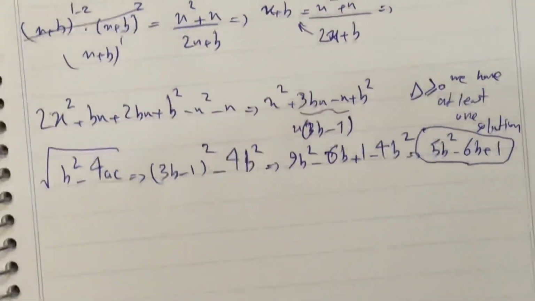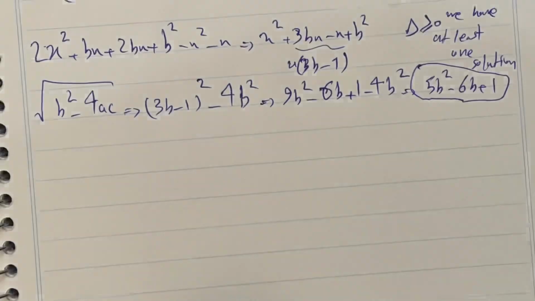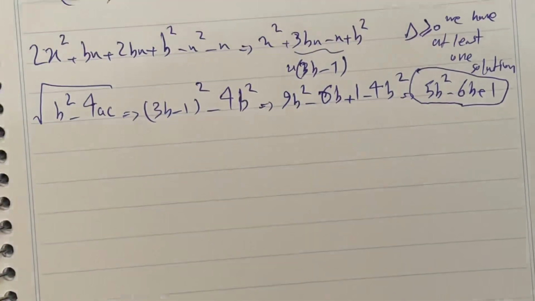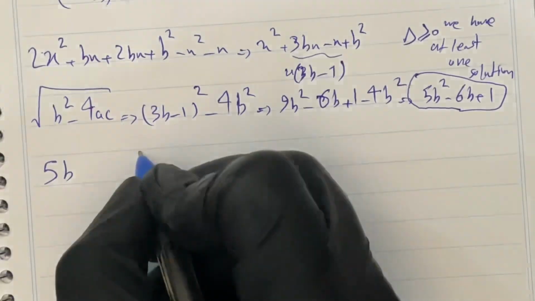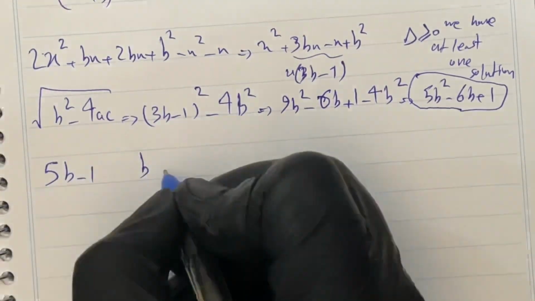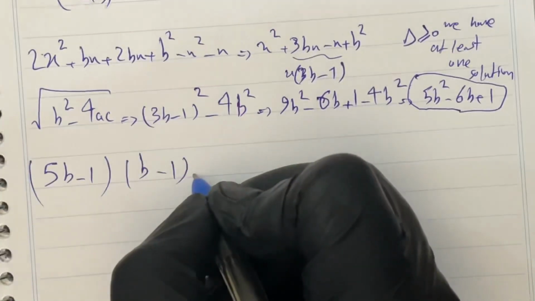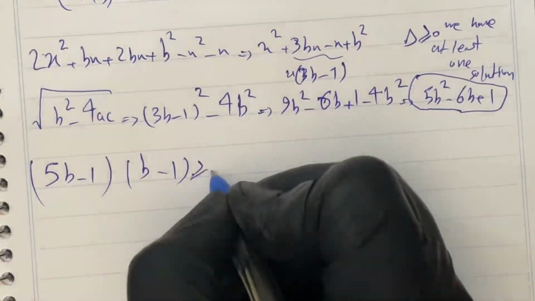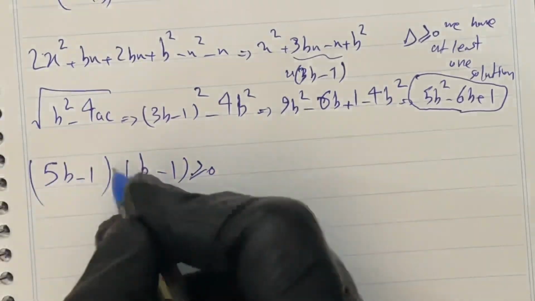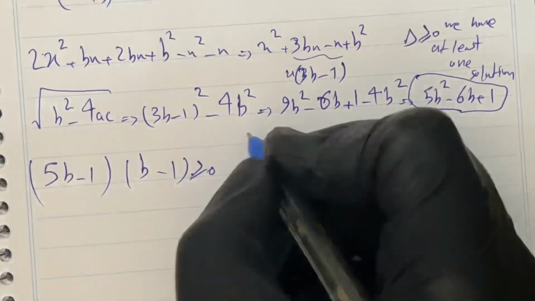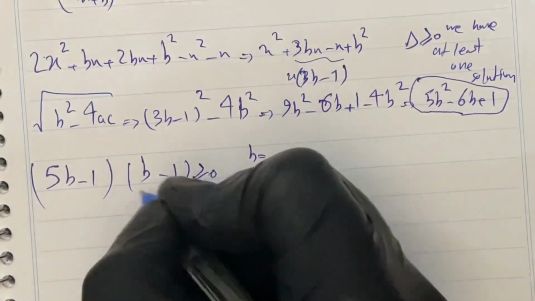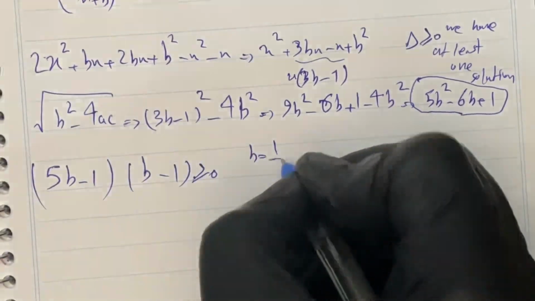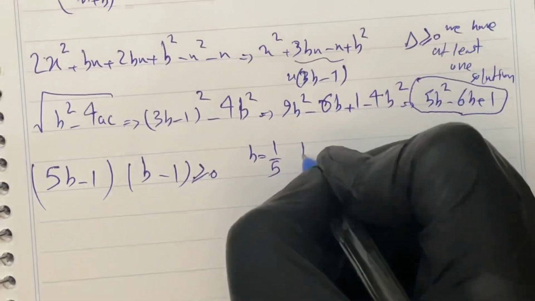And this could easily be factorized. If you've watched my previous videos, you can see how I factorize it, and I taught you. So we would have a 5b here, b here, minus 1 and minus 1 here. This would be our expression, and this should be bigger than or equal to 0. So let's find the roots of it. The roots are: either this should be 0 or this should be. If this is 0, b equals 1 over 5. If this is 0, b equals 1.